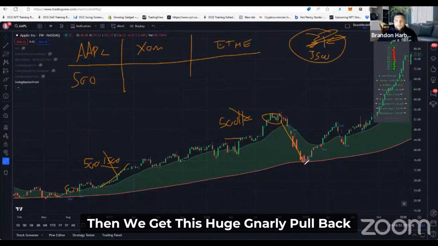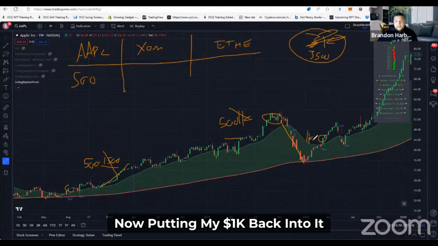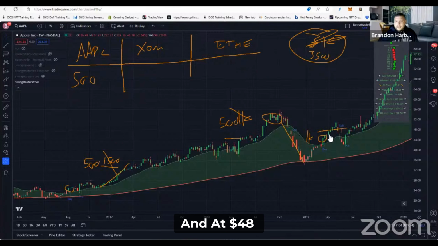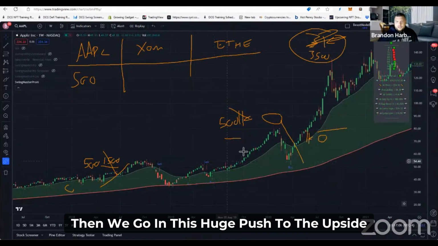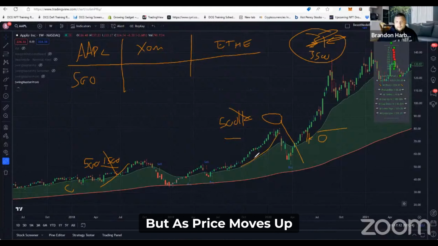Then we get this huge gnarly pullback. It's okay because I'm waiting for this buy and I'm putting my 1K back into it. So now my cost average might be, give or take, right where it's at or a little bit higher, right? And at $48. Then we go in this huge push to the upside and it gives us another 75% move. But as price moves up, I might put a sell limit here, sell limit here, sell limit here, sell limit here, and I get stopped out.